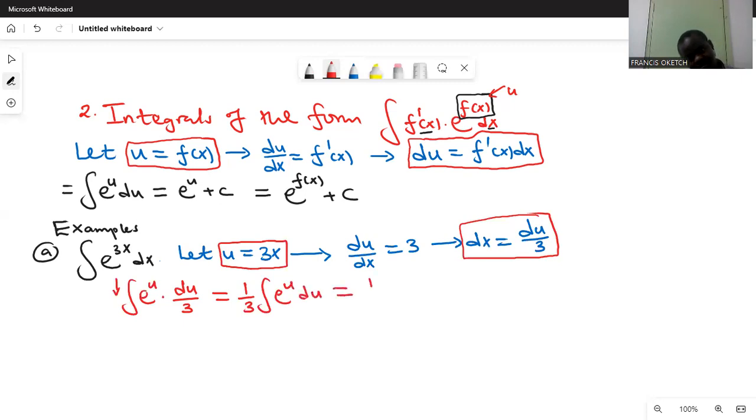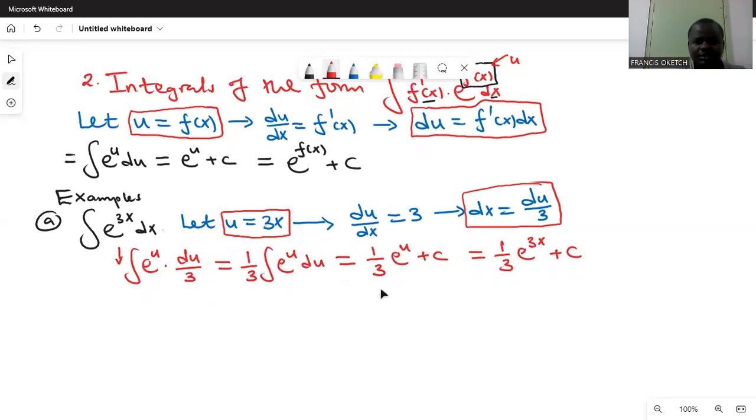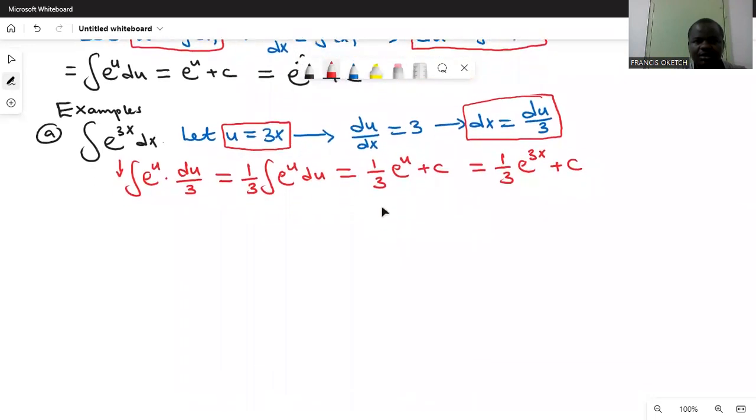So when you integrate that, you get 1 over 3 exponential u plus a constant c of integration, but you have to replace u so that we get 1 over 3 exponential 3x plus a constant c. That is very simple. Let me give you another one that is also very simple. You have the integral. I'm going to write it down. You can call it part B.